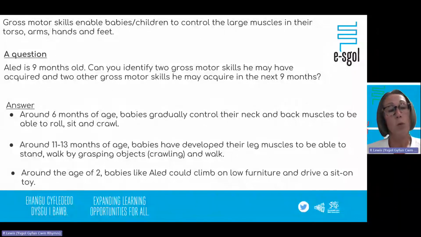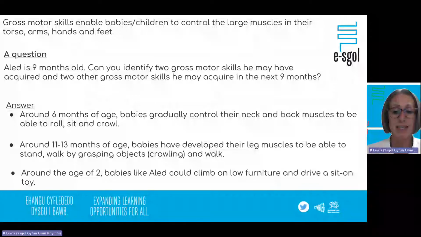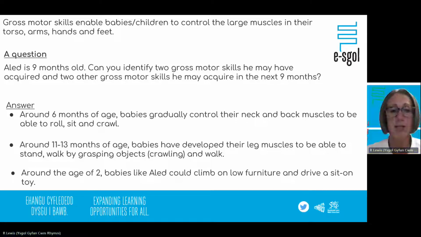We would expect to see answers that a baby gradually controls their neck and back muscles to be able to roll, sit and crawl. I find this very basic, but obviously this is what we'd expect. So just try and put yourself in a position: if there was a 9-month-old baby in this classroom or environment now, what would I expect them to do physically in terms of gross motor skills? I don't think any of those examples are out of reach for us.